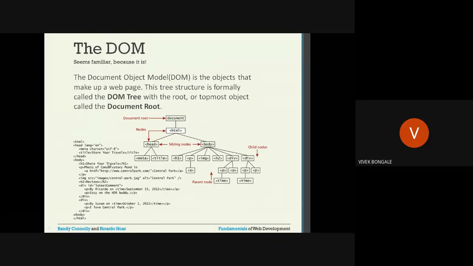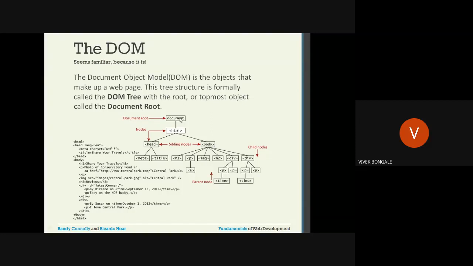Share your travel, whatever is given, photo of conservatory pond in. This is a text node. And here again, A is what? A is an element node. This is a tag, right? This is the element node. Then href, this is the attribute node. When it comes to central point, this is a text node. So one HTML code will end up with either an element node, or a text node, or the attribute node, right?